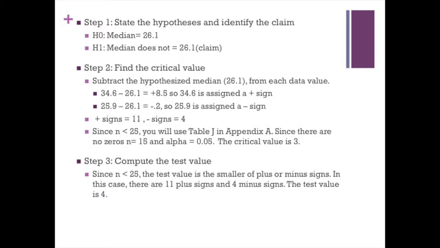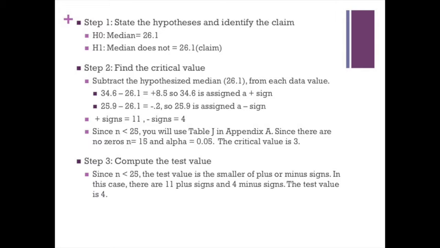You will subtract the hypothesized median, which is 26.1 years, from each data value in the table. So for example, 34.6 minus 26.1 equals 8.5. So we assign 34.6 a plus sign. 25.9 minus 26.1 is negative 0.2. So we assign 25.9 a negative sign. After subtracting the hypothesized median from each data value, we have discovered that there are 11 plus signs and 4 minus signs.